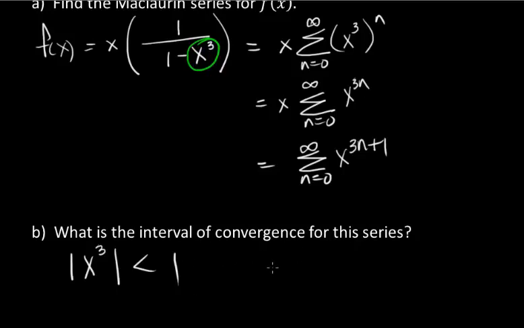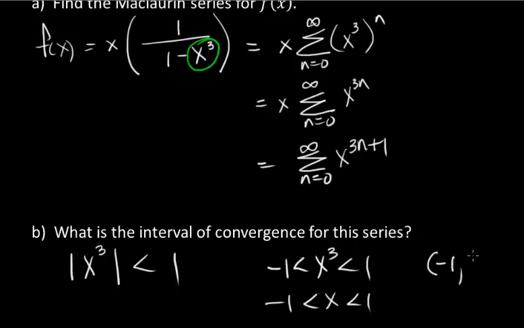Well, minus 1 less than x cubed less than 1 is exactly minus 1 less than x less than 1. So the interval didn't change. But you have to check that. If I had plugged in, for example, x over 3, then I would have changed the interval to minus 3. So you do have to check.